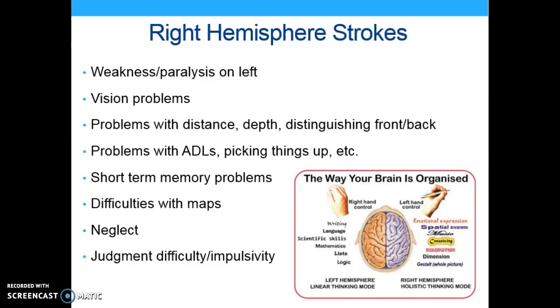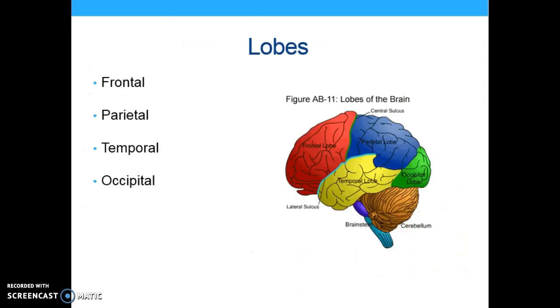Versus right hemisphere strokes that have weakness and paralysis on the left side, they often have vision problems, problems with distance, depth, distinguishing front and back, problems with completing their ADLs, picking things up. They have short-term memory problems, they have difficulty with identifying maps, they have neglect of one side of their body, and they usually are very impulsive and make poor judgments.